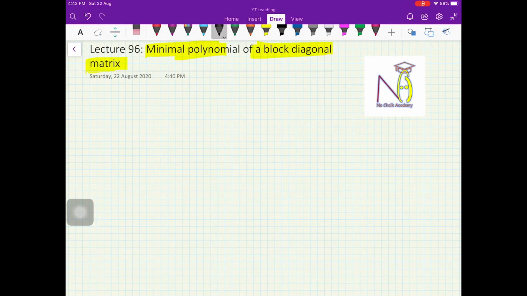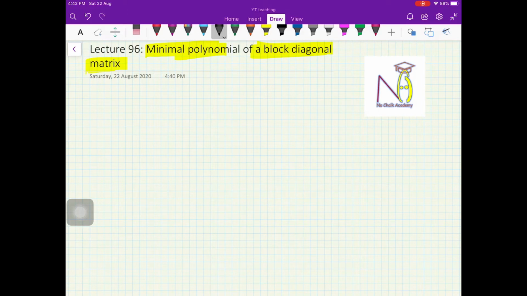So let us see what we have done in the last video. In the last video we talked about the characteristic polynomial of a block diagonal matrix, and we had also talked about the characteristic polynomial of a block triangular matrix. But finding the minimal polynomial for a block diagonal matrix is described in a nice theorem which we are going to discuss in this video. So what is the theorem?